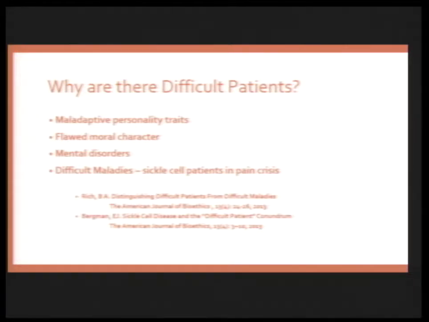So what's the underlying problem? Why are there difficult patients? And this, again, from the literature, what I've seen listed here. Maladaptive personality traits. Patients go about asking for what they need in ways that we feel are inappropriate. Then the flawed moral character, mental disorders, and there's a wide host of those, especially personality disorders like borderlines. But any whole host of mental disorders can cause that patient to be perceived as very difficult. And then the difficult maladies, and the best example of that is probably a sickle cell patient that has frequent crisis. But many other difficult maladies would go into that category that lead to that difficult encounter. And you see the references here from those.